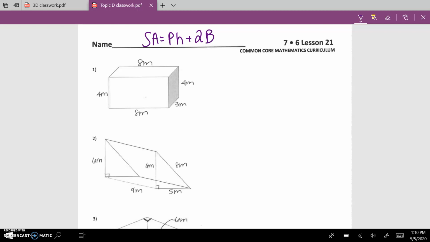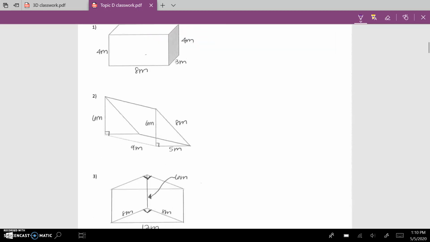Okay, so number 1 is pretty straightforward. Number 2, sometimes what trips people up is what the base is. The base in number 2 is a triangle. Okay, remember we can only either have 1 or 2 bases in a shape. If you were to open this guy up, you would have 3 rectangles, so that wouldn't work.